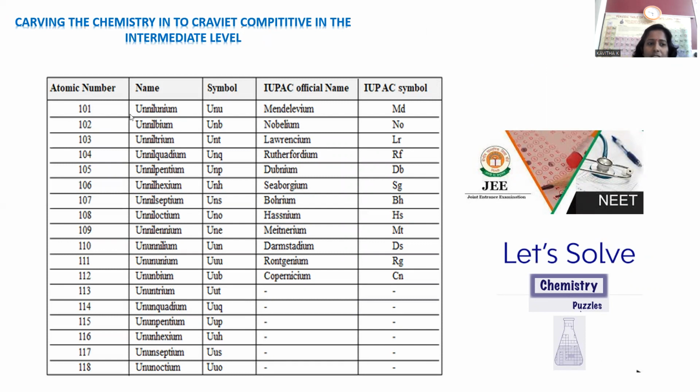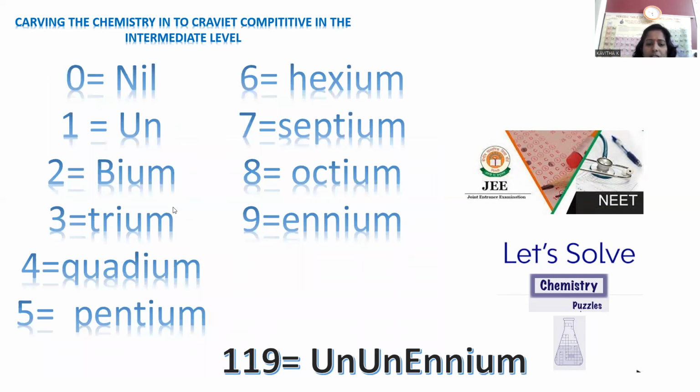So if 1 is there, you can mention it as un, and 0 is there, nil, and 1 is there, anium. Okay, nil anium is for 101. Using this kind of terminology, we have to assign the name for atom number 119. For that purpose, here 1 means un, so let's put un. And again 1 means again un. So un. And 9.